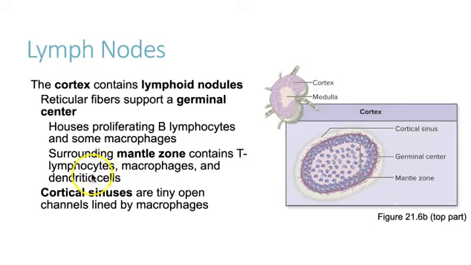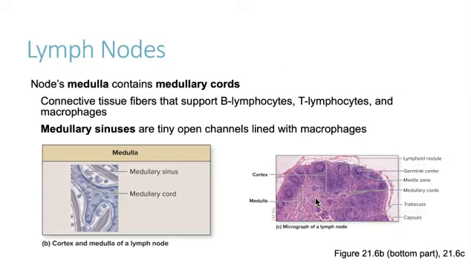Soon we're going to learn that dendritic cells are known to be antigen presenting cells, meaning that they are going to find a pathogen, take an antigen from it, and display it in order to alert our immune system. Our macrophages can also serve as those antigen presenting cells. And then surrounding that area we have the cortical sinus, and these are tiny open channels that are lined by macrophages as well. Now let's talk about the medulla. The medulla is going to contain medullary cord. So you could see that pictured over here, and we will see that we have connective tissue fibers that help to support our B and T cells and the macrophages.